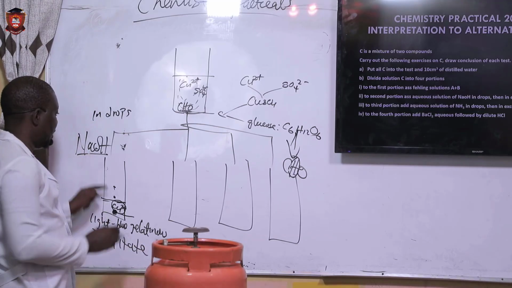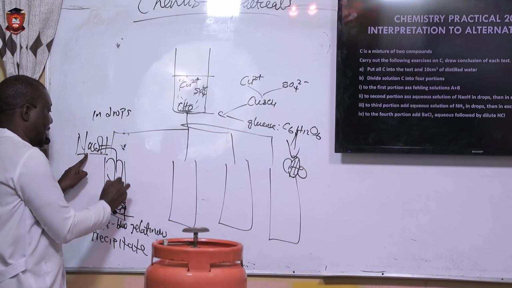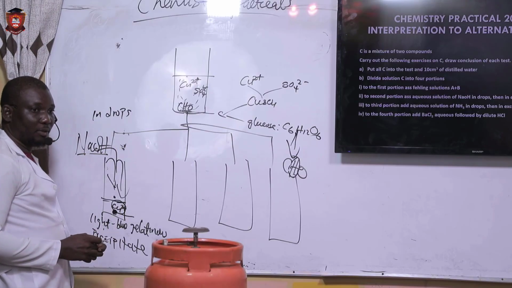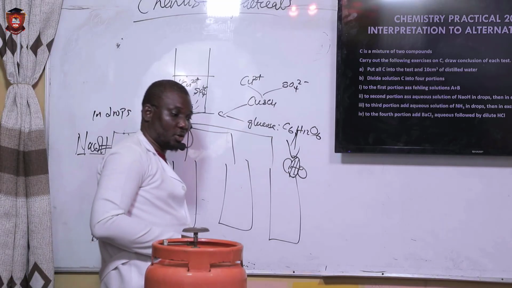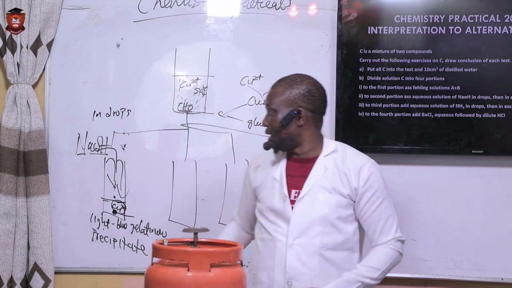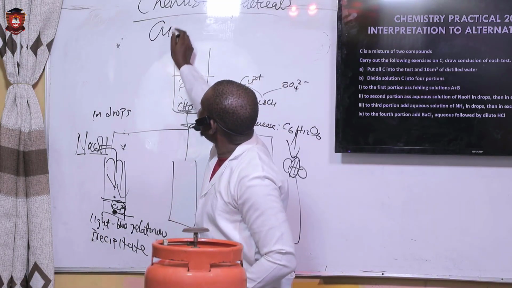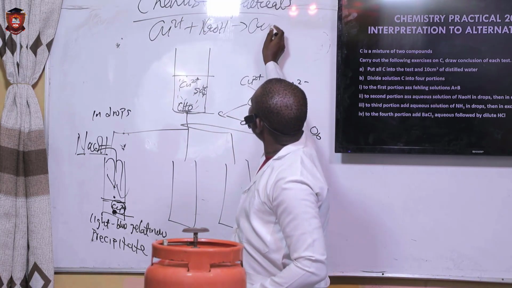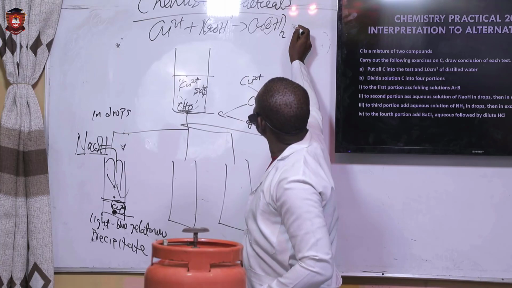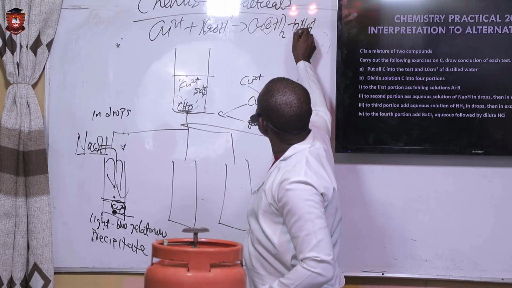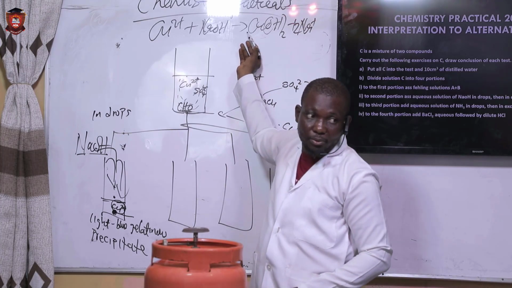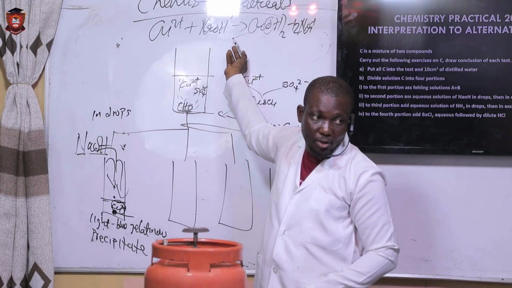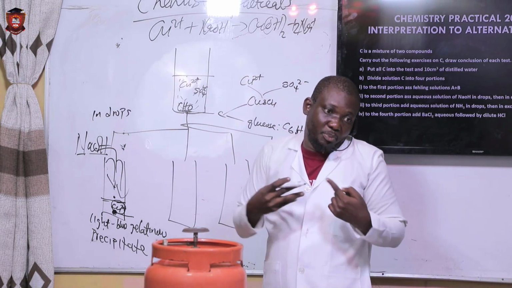If you pour in excess, they want to know the nature of the copper hydroxide, because once you add sodium hydroxide, look at the equation here. Copper 2 plus NaOH will give me what? Copper 2 hydroxide plus Na plus. Look at what you have. It's an insoluble compound, isn't it? That's why it is a precipitate.